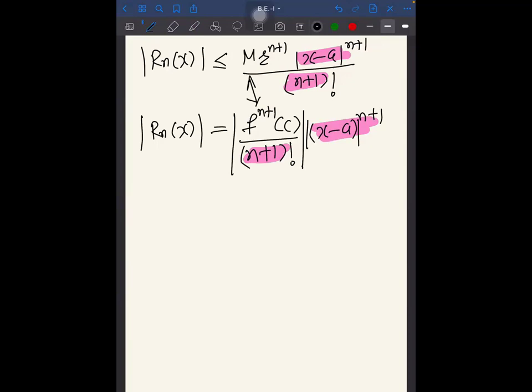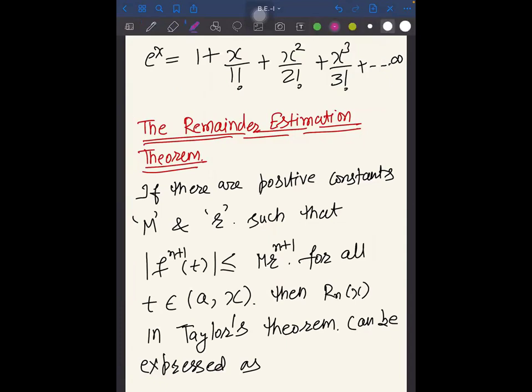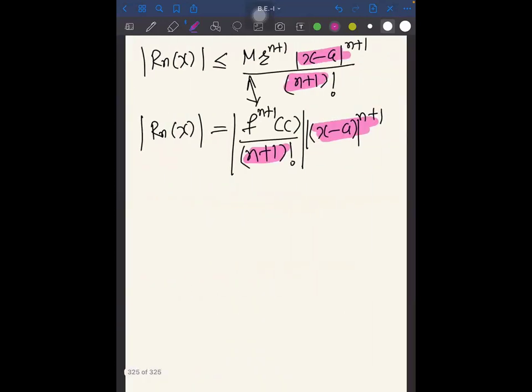But this is what is given to us. We are given that f^(n+1)(t) is always less than or equal to M R^(n+1). So we have replaced this f^(n+1)(c) by M R^(n+1), and this is of course less than or equal to this. That's why here you have equality and here you have inequality. Is it fine? Can we do this? Yes, sir. It's pretty much easy.